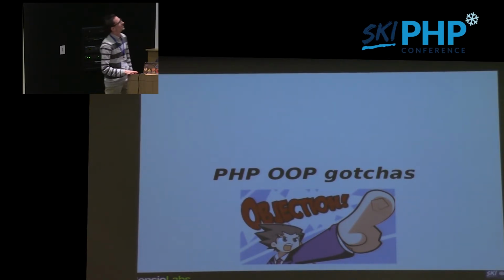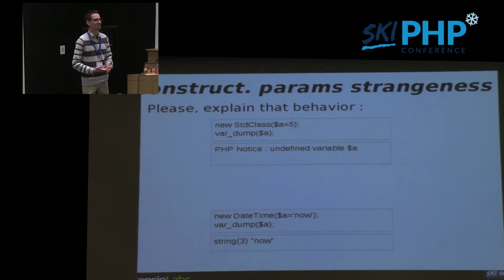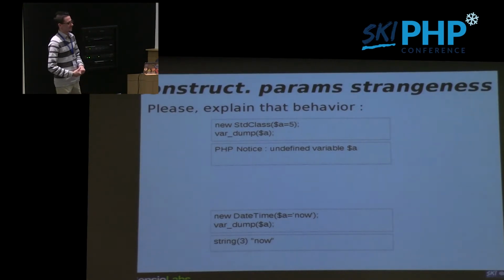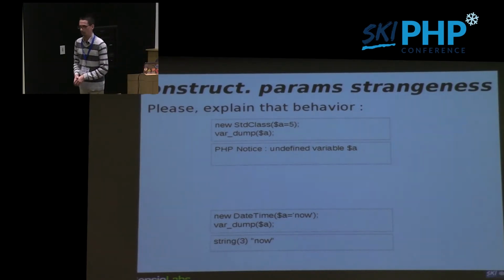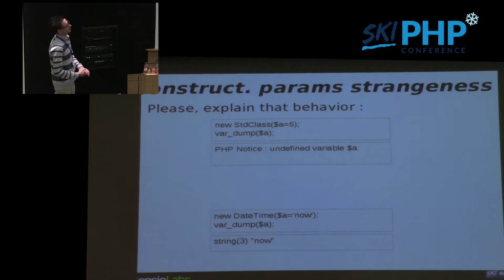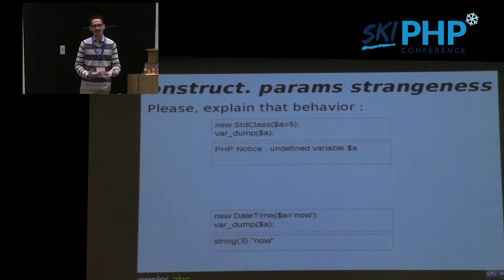Gotchas, you have lots in PHP OOP. So this one is very tricky. I guess nobody can answer it, except if you follow me on Twitter, because I posted it something like 2 weeks ago. So look at this. I have a new stdClass with $a equal 5. If I var_dump $a, PHP tells me, oh, I don't know $a. Okay, let's try with another class. New DateTime with $a equals now. Do you know $a? Yes. So this is quite strange. Can you guess why?